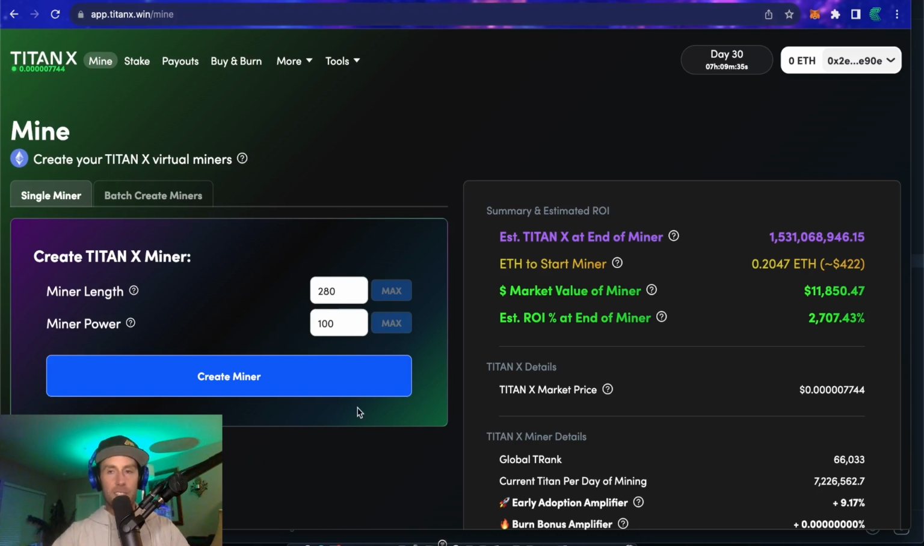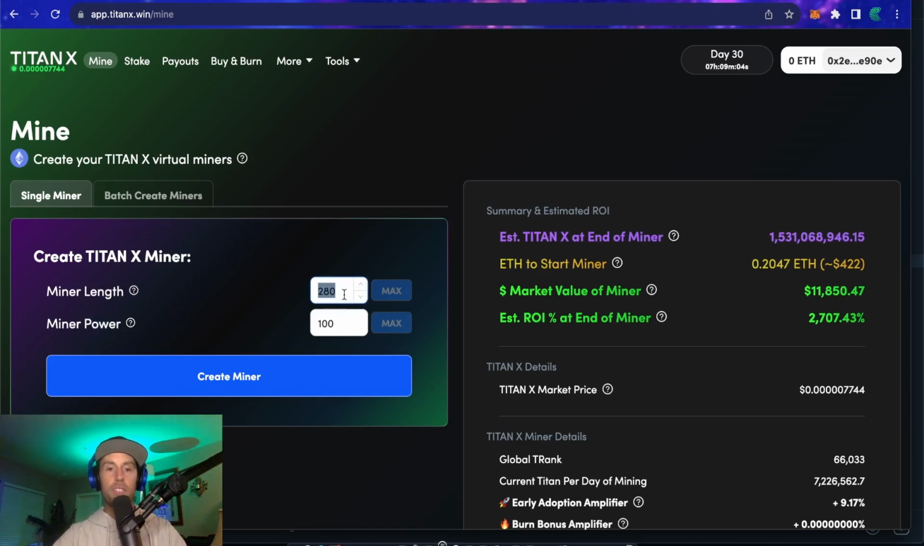So what is this? Well, in order to actually create TitanX yourself and not just buy it off the market, which I'll explain in a bit why it's important to understand this, you need Ethereum. And you're going to use your Ethereum to create TitanX. So when you come here, you can do a single miner, which can be for anywhere from 1 to 280 days in length. And you also have this power thing here, which I'm going to talk about in a second.